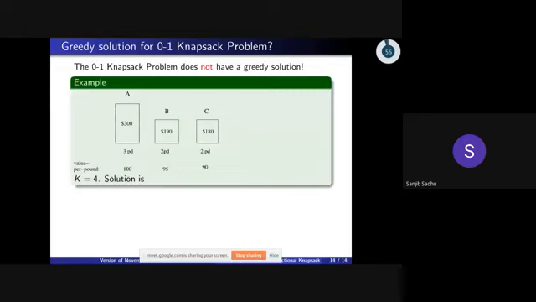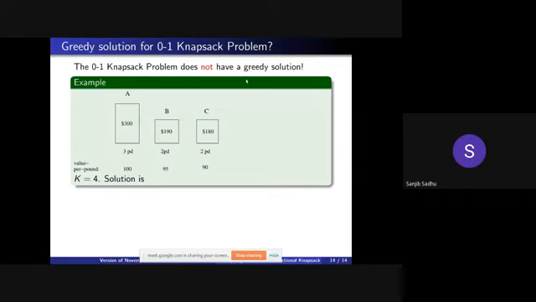The greedy solution for 0/1 knapsack doesn't give the optimal solution always. In the case of the 0/1 knapsack problem, it will not always give the optimal solution. In some cases maybe, but not always. But I have to make sure that it gives the optimal solution in every case.